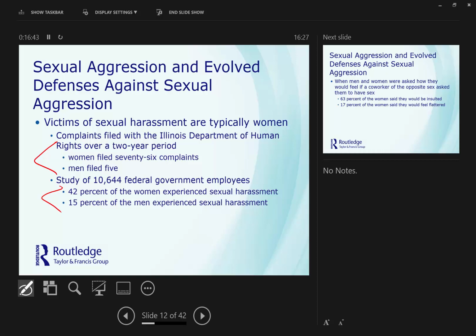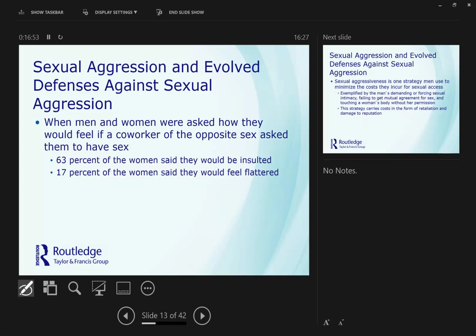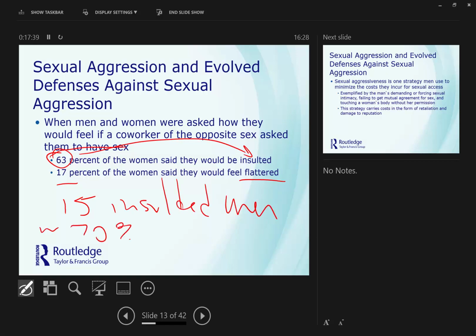I think there are a couple things to consider here, though. One of these is that there was a separate study where they asked individuals, how would you feel if you were harassed by a coworker, right? 63% of women said they would actually be insulted if they were approached by another individual and asked to have sex with them when it was a coworker. So you're in a work situation, somebody just walks up and says, hey, do you want to have sex with me later? 63% of women are going to be kind of outright offended by that. But only 17%, oh, no, I'm sorry, 17% of women are flattered. It's almost the exact opposite for men. I think it's 15% would be insulted if they were men. I don't remember the exact percentage of men, but it's about 70% of men are flattered. And again, that goes back to that sort of simple difference in these reproductive strategies.